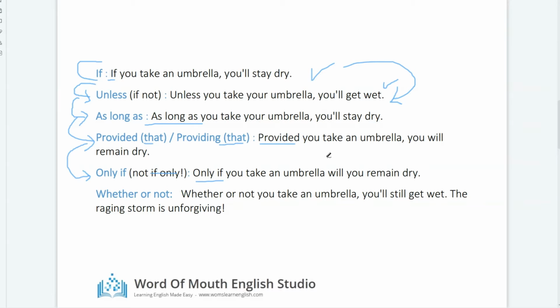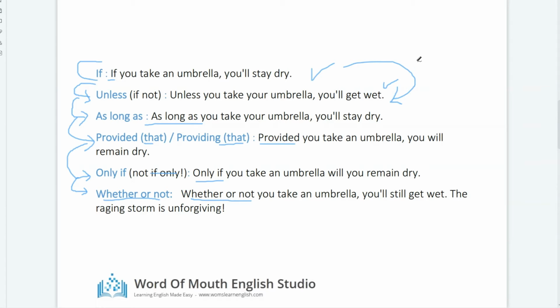Think about how often you have experimented with these types of linkers. Or do you always use the word if or when? How about whether or not? How often have you used this in your own speaking or writing? Whether or not you take an umbrella, you'll still get wet. The raging storm is unforgiving. So here, whether or not is used again as a conditional, and this is less formal. I would say it's informal to semi-formal.